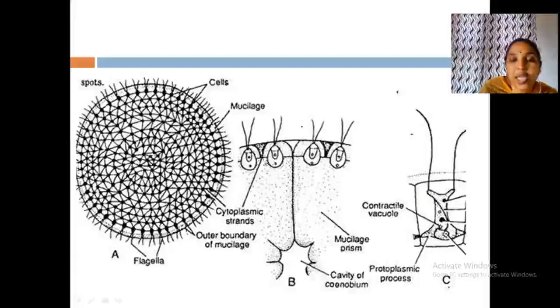Okay. Now see, this is one cell, this is another cell. They are connected by means of a cytoplasmic strand. So likewise, inside, all cells are connected together by cytoplasmic strands. That is a peculiar feature. Okay. Then mucilage is the outermost sheath. Then each cell has a contractile vacuole and so on. At the center there is a cavity, that is the cavity of the Volvox colony.